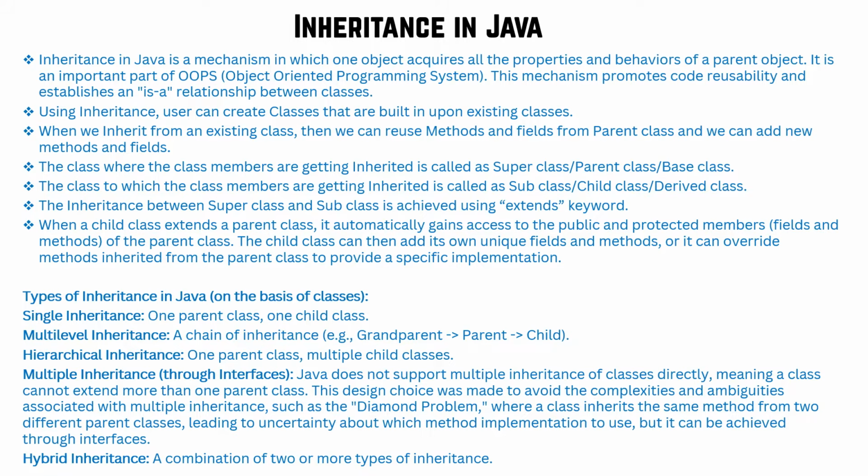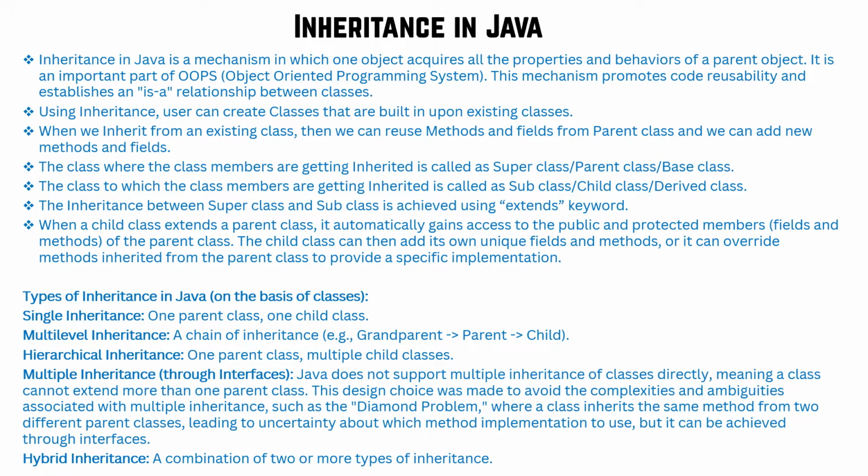Whenever you want to establish a parent-child relationship, you need to use the extends keyword at the class level. When a child class extends a parent class, it automatically gains access to all the public and protected member fields and methods of the parent class. The child class can then add its own unique fields and methods, or it can override methods inherited from the parent class to provide a specific implementation.